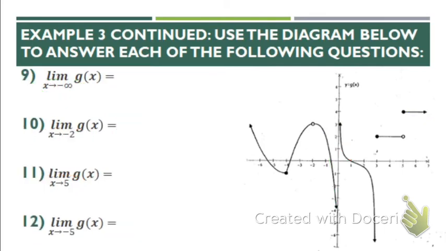What about as I approach negative infinity? Yeah. So I'm going to go left forever. And on this graph, it indicates that it's going to go up as I do that. And because of the arrow, when is it going to stop going up? Never. So I would say positive infinity.